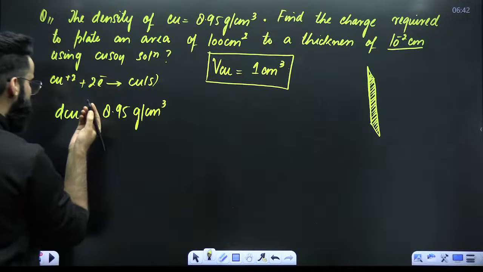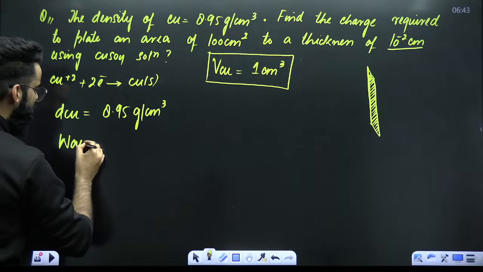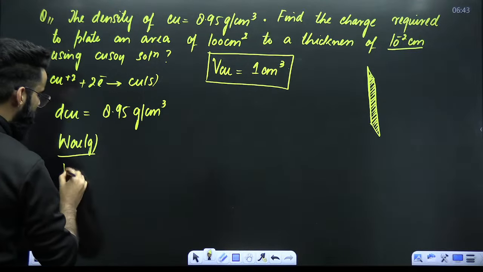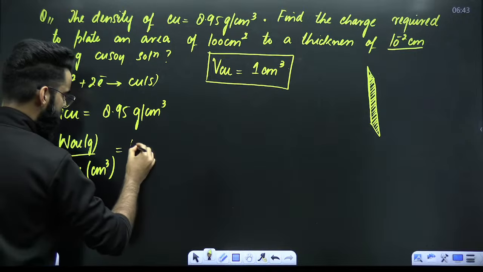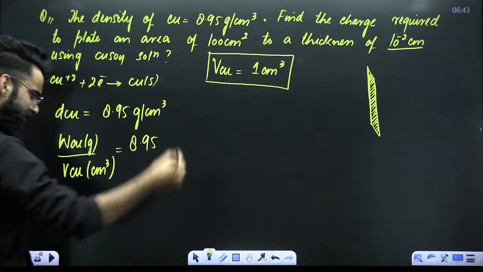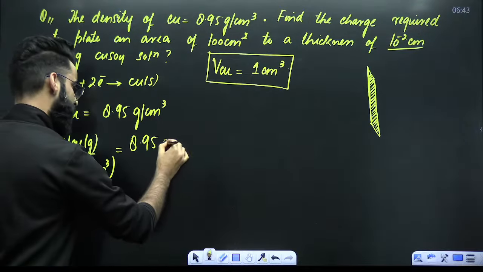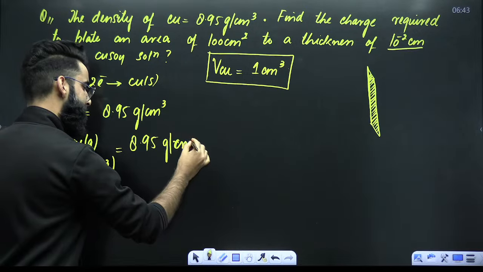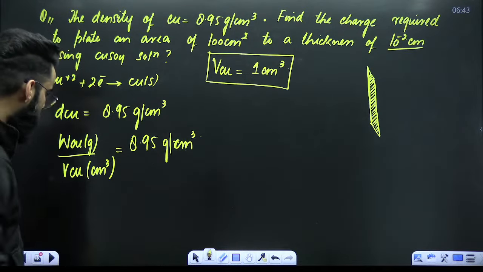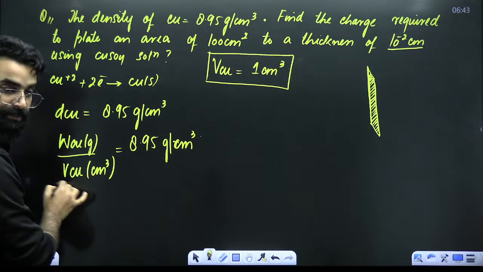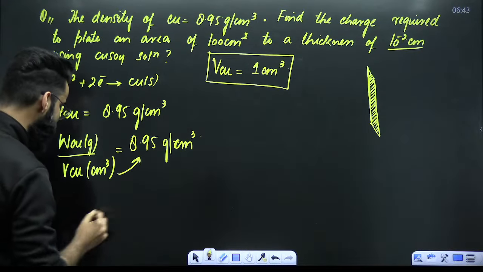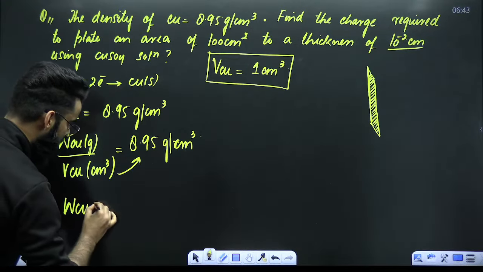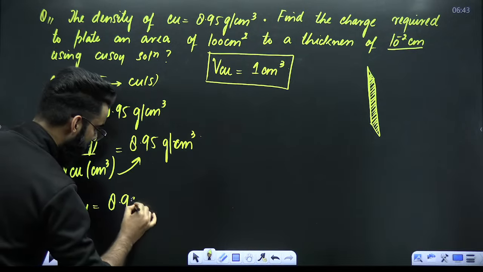Can I say density of copper is nothing but mass of copper deposited divided by volume of copper, in centimeter cube? This is basically 8.95 grams per centimeter cube. Correct? Agreed? What is the volume of copper which is being deposited? 1 centimeter cube is being deposited. So 1 multiplied with this, so I'll say mass of copper deposited has to be 8.95 grams.